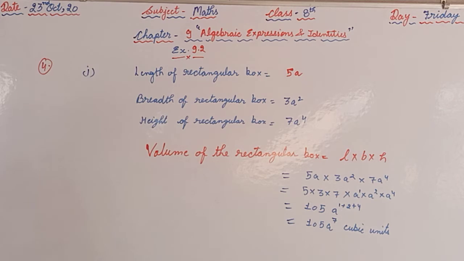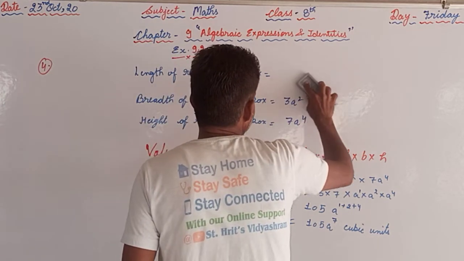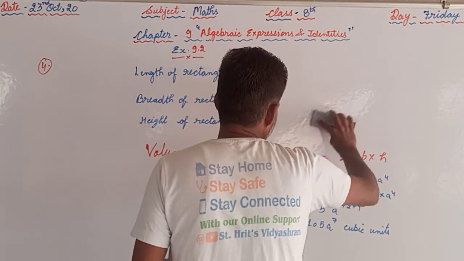So this was the way how to proceed such type of questions, in which the monomials are given as the length, breadth and height of the cuboid, and we have to find the volume. We can take one more part. The second part we will do the same thing. The length, breadth and height are different.